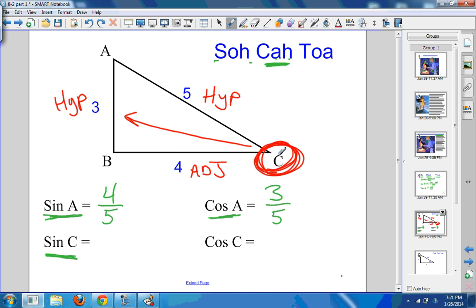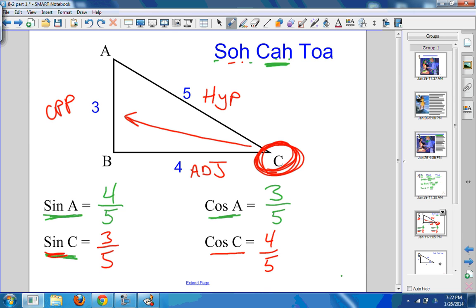It's touching angle C. So, the sine of angle C, sine stands for opposite over hypotenuse. This is the opposite side, right? So, the sine of angle C is our opposite side, 3, over the hypotenuse, 5. And the cosine of C is my adjacent side divided by my hypotenuse. So 4 over 5. So these are what's called trigonometric ratios.